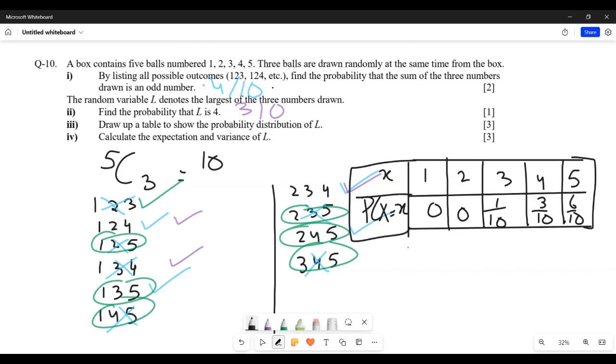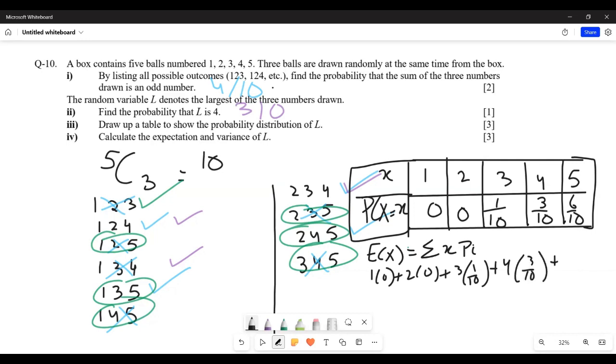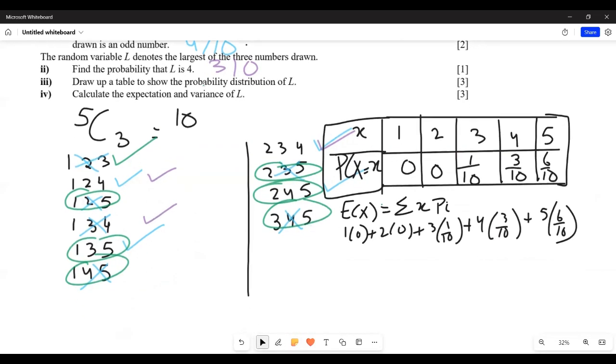Okay, now we need in part 4 expectation as well as variance. So the formula for expected value is summation x times probability. So that's going to be 1 times 0 plus 2 times 0 plus 3 times 1/10 plus 4 times 3/10 plus 5 times 6/10. So that's going to be 4.5.